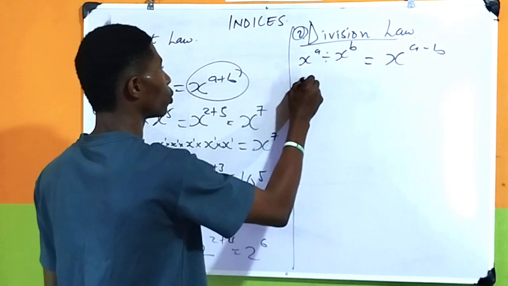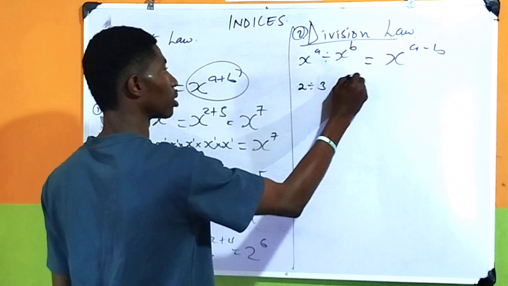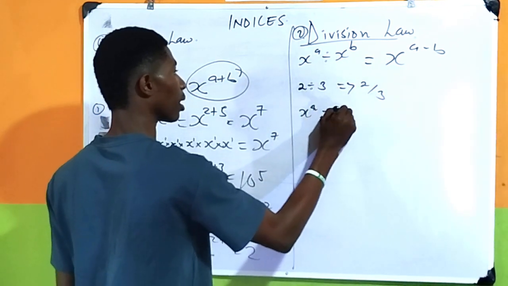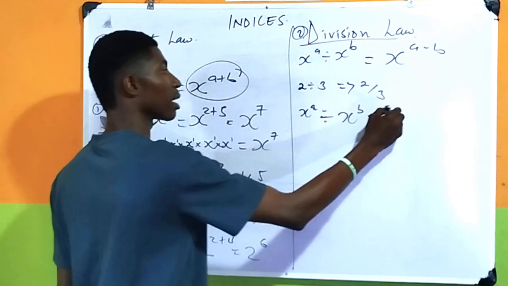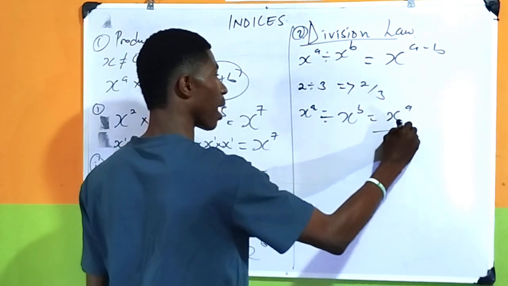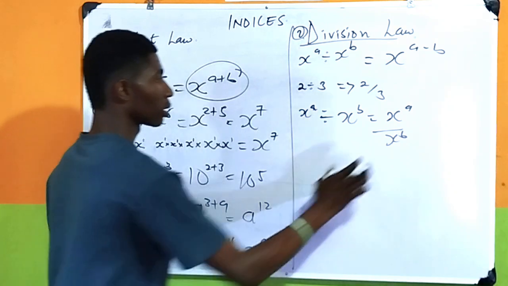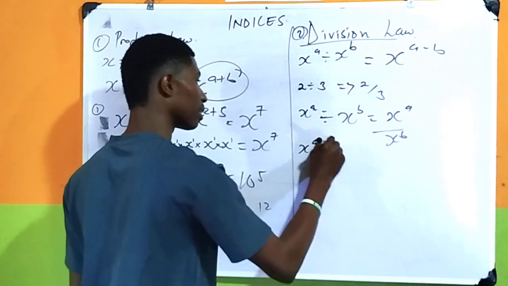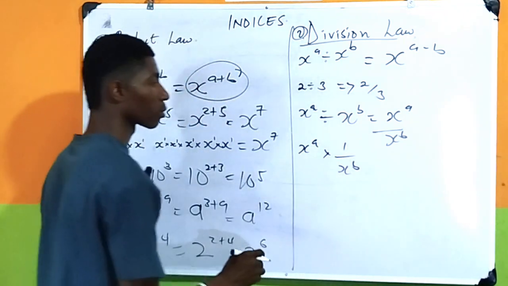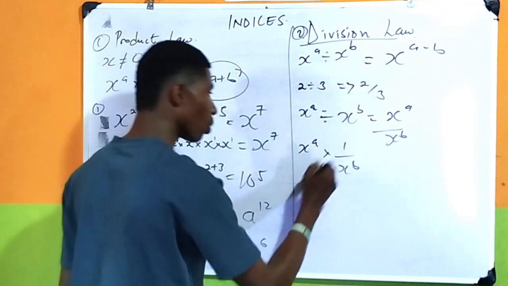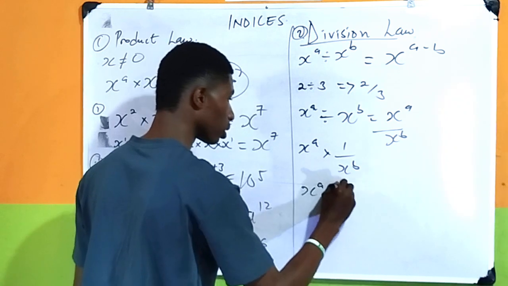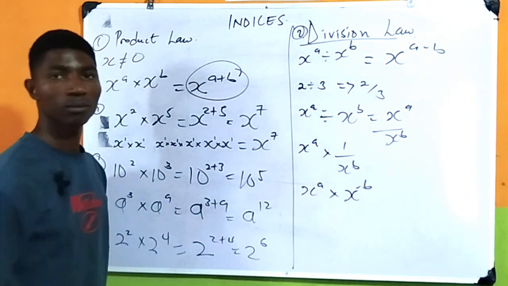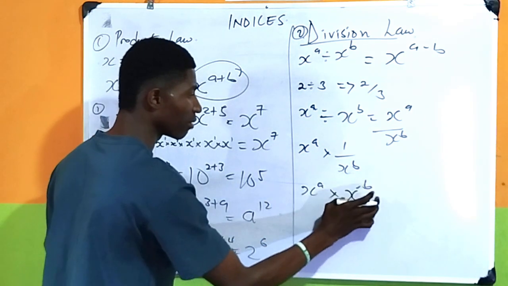And 2 divided by 3 can be written as 2 over 3. So x power a divided by x power b can be written as x power a over x power b. And this can also be simplified to x power a times 1 over x power b. And 1 over x power b is equal to x power minus b. That is the inverse notation.